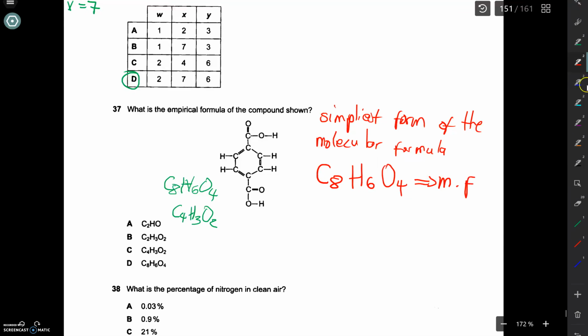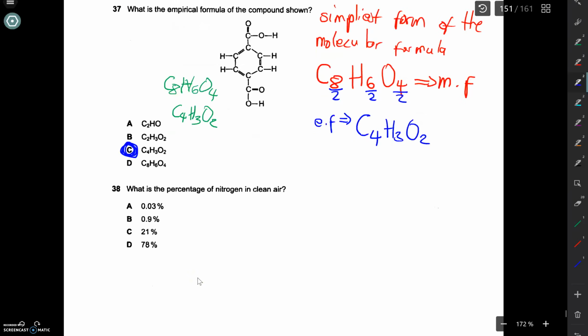Molecular formula. Now the empirical formula would be a simplified version of this formula, right? So to simplify this, you have to divide these numbers 8, 6, and 4 by their highest common factor, and their highest common factor is 2. So divide all of them by 2. Then you end up with C4H3O2, right? So your answer becomes C.